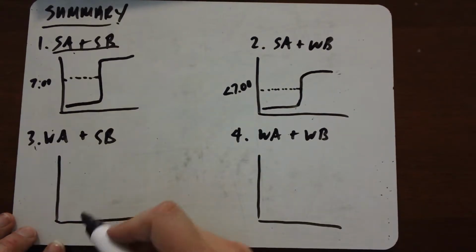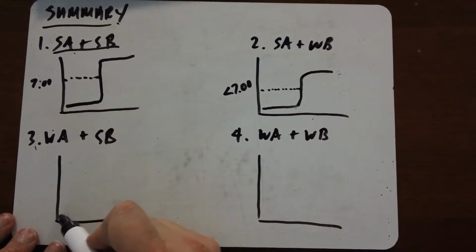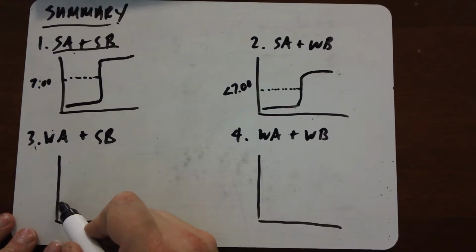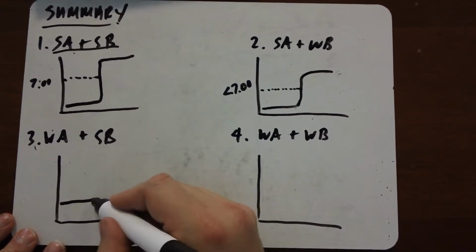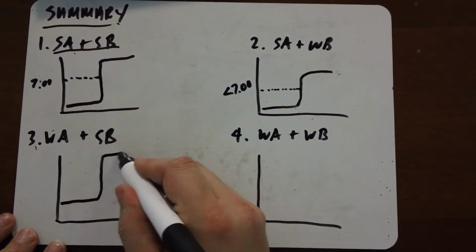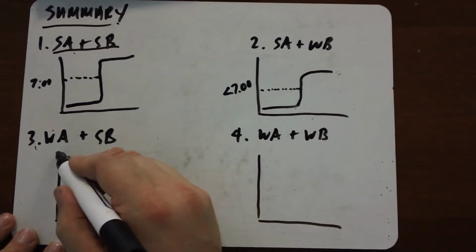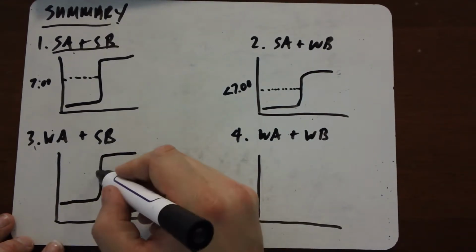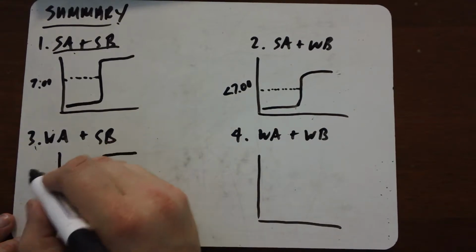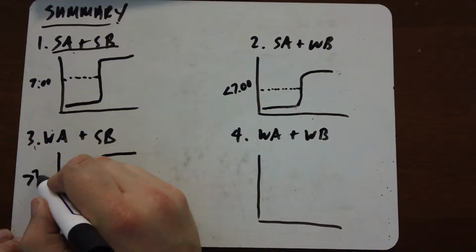This time, weak acid, strong base. We're going to start off roughly at about pH 4. And again, big step up, and then we're going to end up, because it's a strong base, at about pH 13, 14. Again, read off, pH this time is going to be greater than 7.